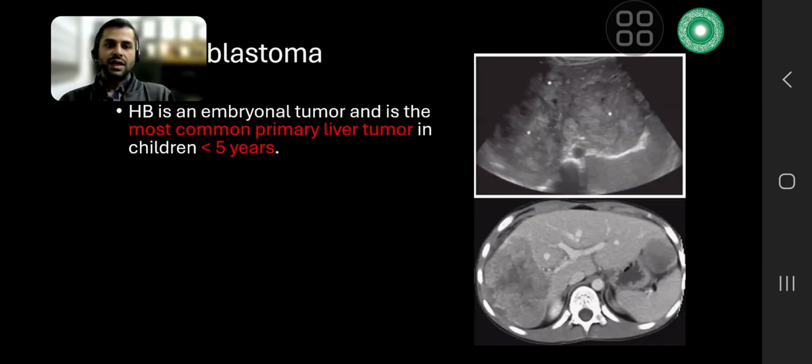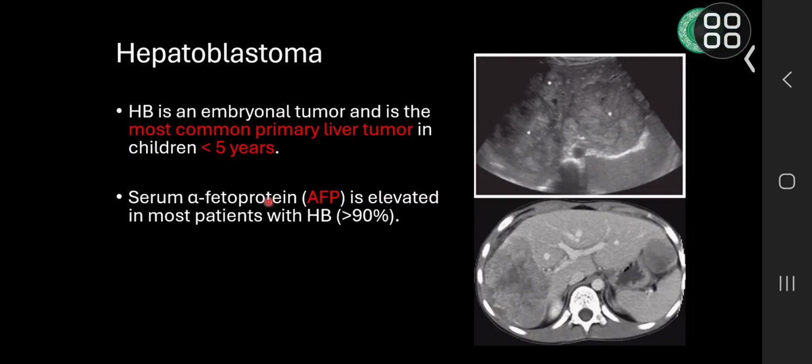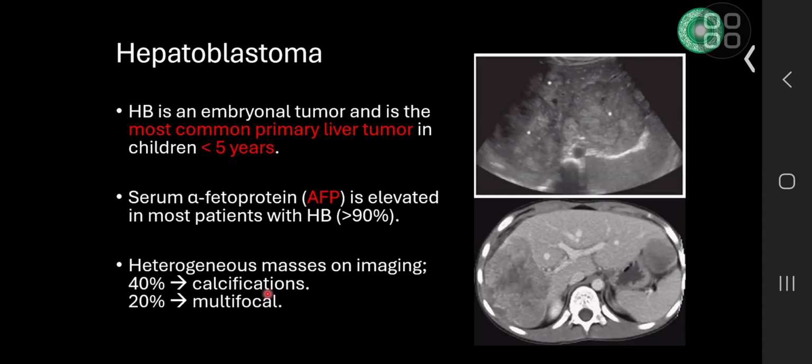So we all know that it is an embryonal tumor and it's the most common primary liver malignancy in children less than 5 years of age. The serum alpha-fetoprotein levels are markedly elevated in most patients, that is more than 90% of patients with hepatoblastoma. And these masses are often heterogeneous on imaging. 40% will have calcifications and 20% can be multifocal, mimicking metastatic disease. In children more than 5 years of age, hepatocellular carcinoma does become more common. So we need to keep that in mind as well.